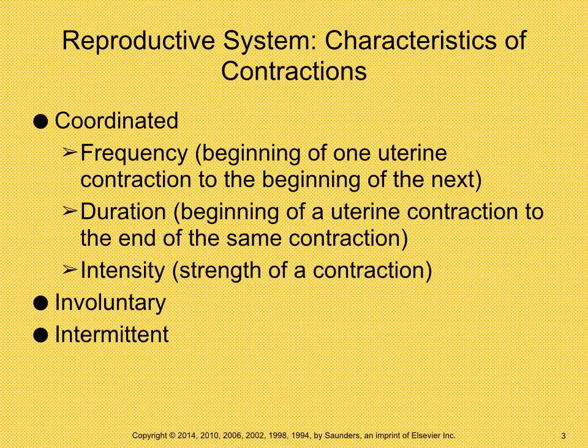Frequency is noted from the beginning of one contraction to the beginning of the next. Duration. So not only are we looking at how frequently contractions are occurring, but we're also looking at how long they're lasting. So the beginning of one uterine contraction to the end of the same contraction. We're also measuring their intensity. Contractions come in 3 speeds: mild, moderate, and strong. These are involuntary, so nothing that the patient is doing is causing these contractions to occur, and they're intermittent, okay, in a spontaneous labor situation.